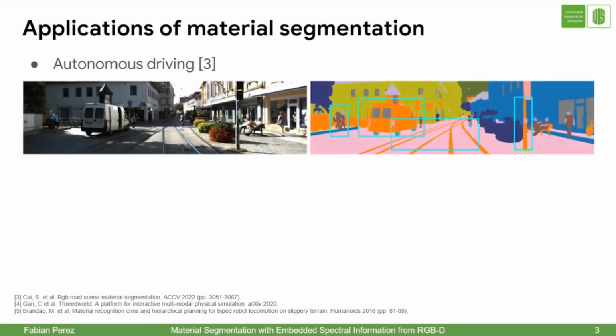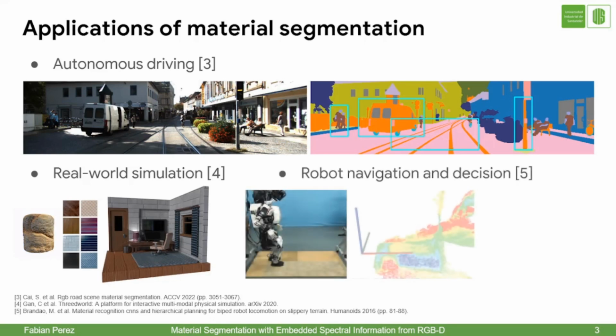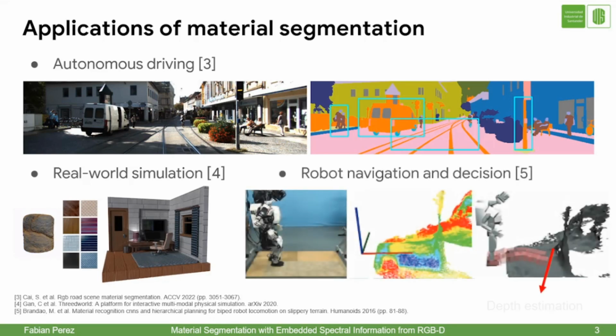Material segmentation has a wide range of applications. In autonomous driving, it helps vehicles differentiate road materials. For real-world simulation, it enhances the realism. In robot navigation, it helps to understand the scene and make decisions. And there, depth estimation is very important.